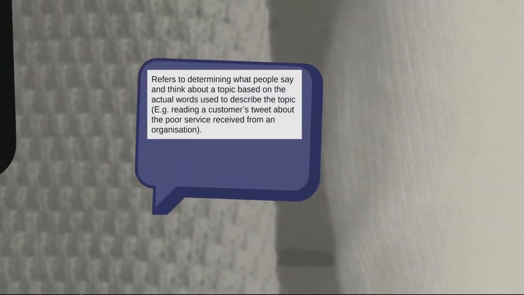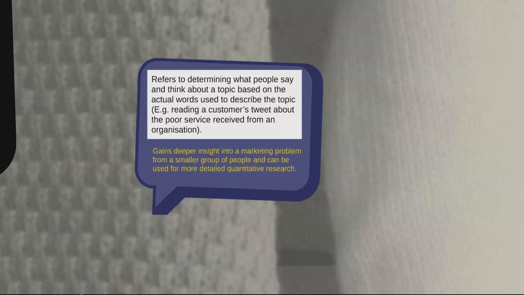Qualitative research, on the other hand, refers to determining what people say and think about a topic based on the actual words used to describe the topic. For example, reading a customer's tweet about the poor service received from an organization. News 24 or Media 24 can go on their Facebook page and see what people are saying about them, and that will be qualitative. It has nothing to do with quantitative data or numerical data. This is in terms of perceptions and is usually smaller samples.